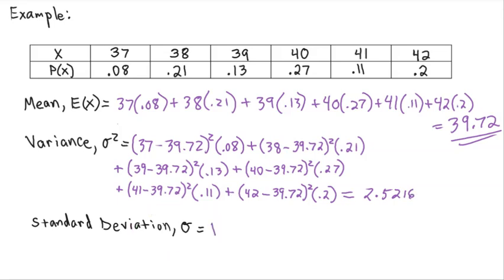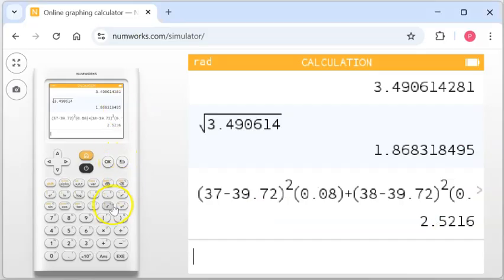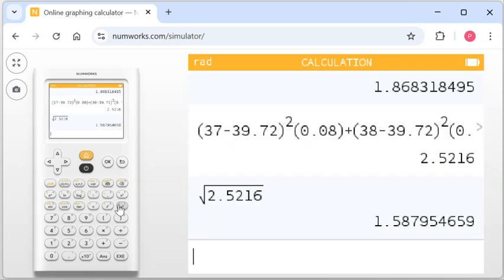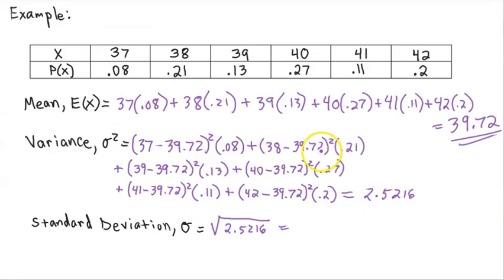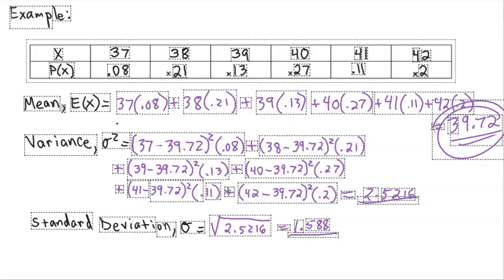Our standard deviation is the square root of the variance, which is the square root of 2.5216. All right, so we want the square root of 2.5216, and our answer is 1.588. And so we have our variance, our standard deviation, and our expected value.